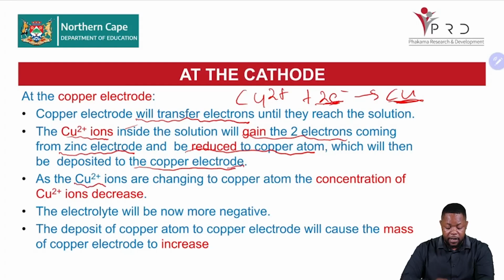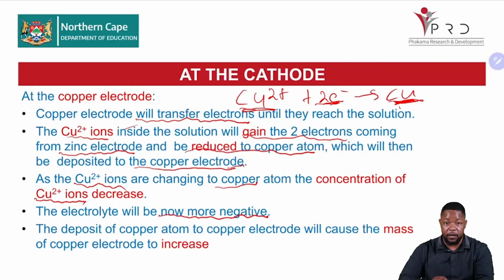So as the copper ions are changing into copper, the concentration of the positive ions, which is the copper ions, decreases. The electrolyte will now be more negative. So that's where the salt bridge comes in.